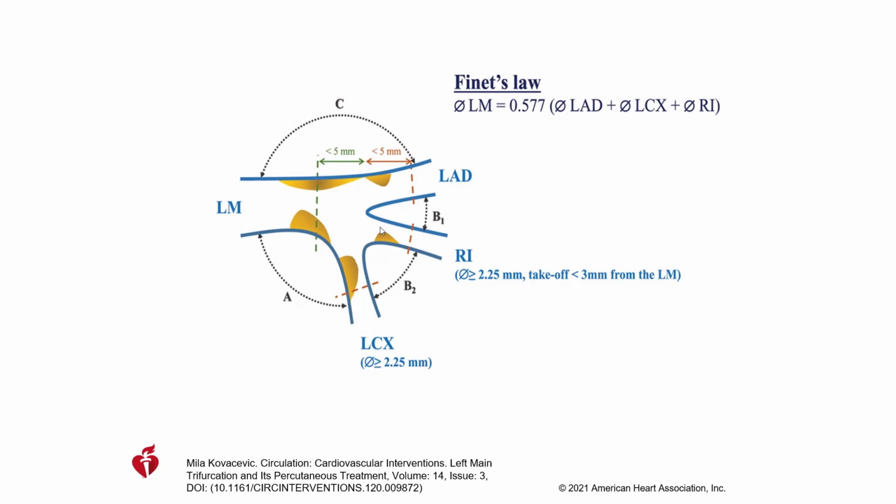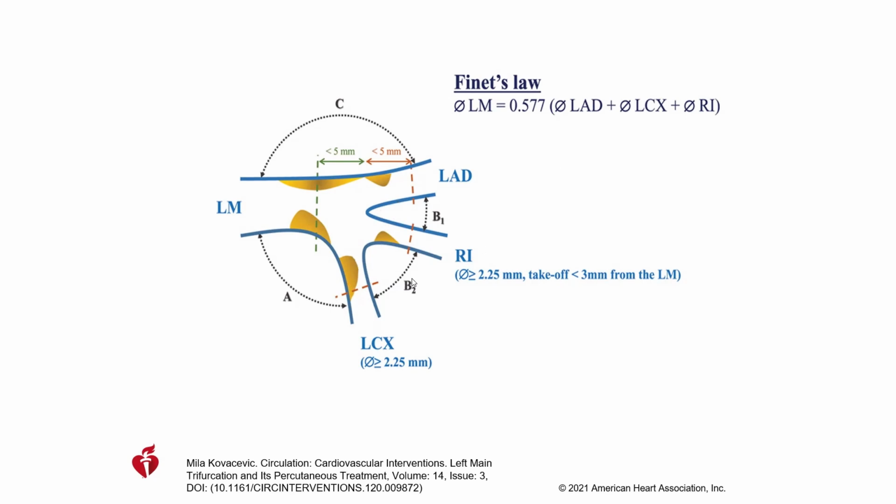Left main trifurcation should also include all conditions where that third intermediate branch originates within 3 millimeters, or 3 to 5 millimeters, of the LAD or left circumflex. So it doesn't have to be exactly a ramus branch. It could be a high diagonal or a high OM within 5 millimeters of the other branch. That would qualify it as a trifurcation.